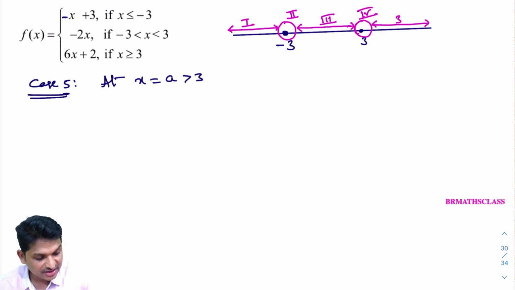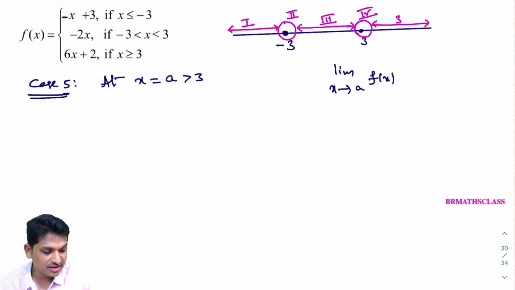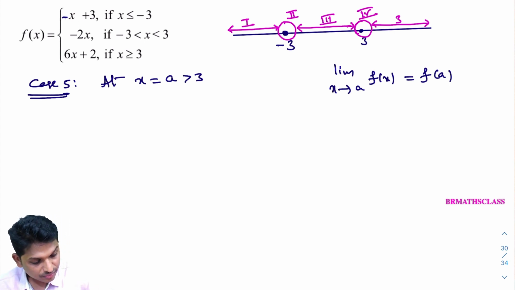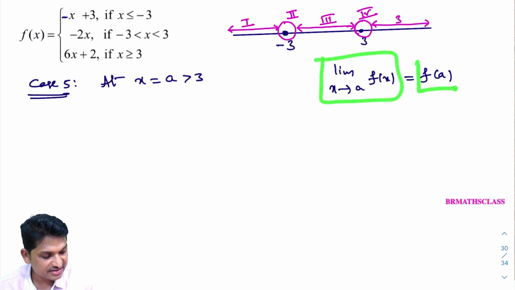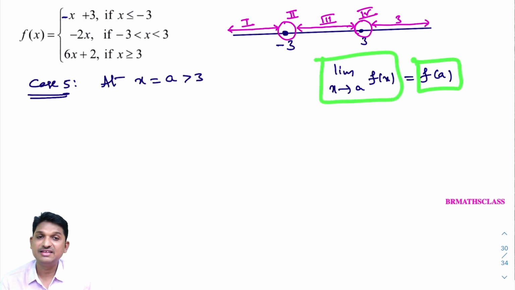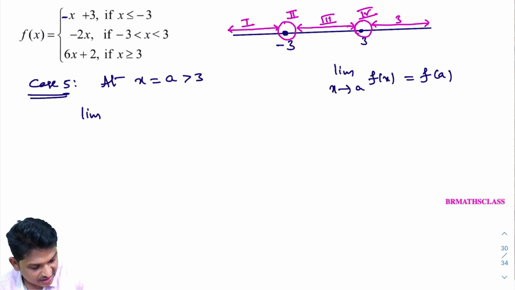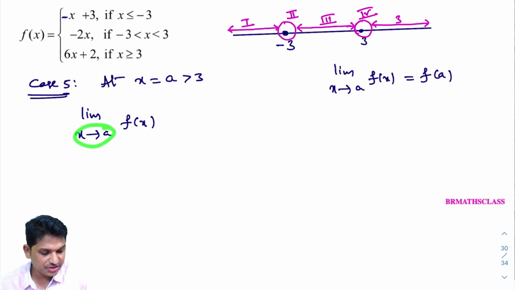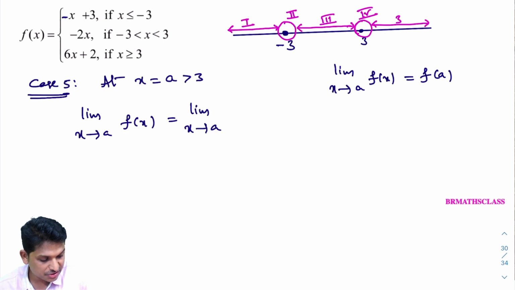So what is the hero of this story? If the limit as x approaches a of f of x equals f of a, then we say that the function is continuous at x equal to a. So what I'll do? First I'll calculate this one, next I'll calculate this one. If both are equal, then I'll say that this function is continuous at x equal to a. Okay, the limit as x approaches a of f of x, I'm calculating this.